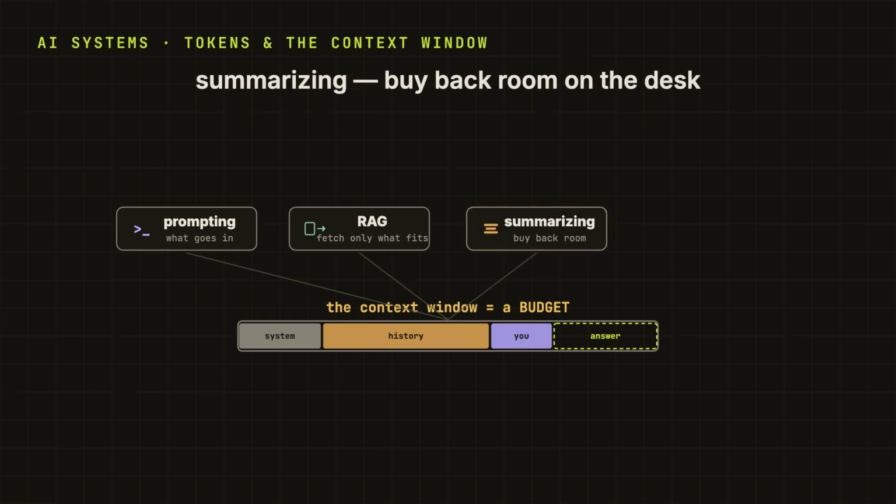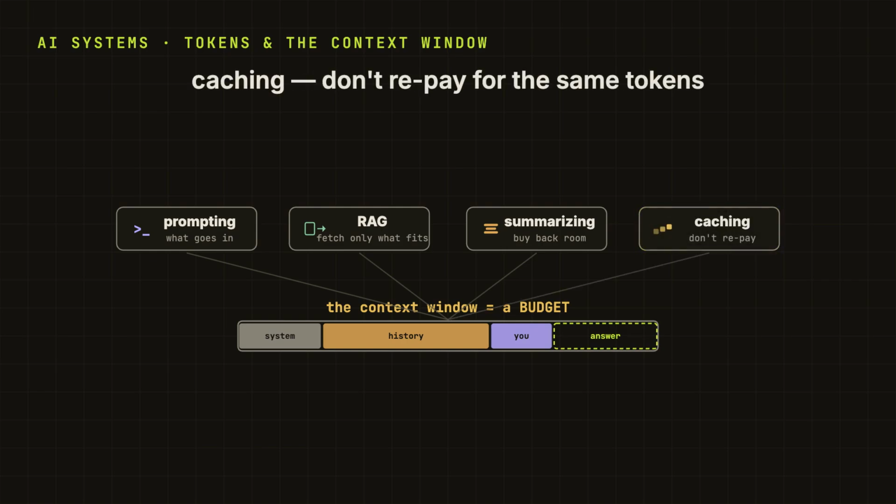Why do apps summarize your older messages? To buy back room on the desk. And why is their whole trick called caching? To make the part you keep resending cheaper. Every one of those sits right on top of this one idea. Text is tokens, and tokens live in a budget.